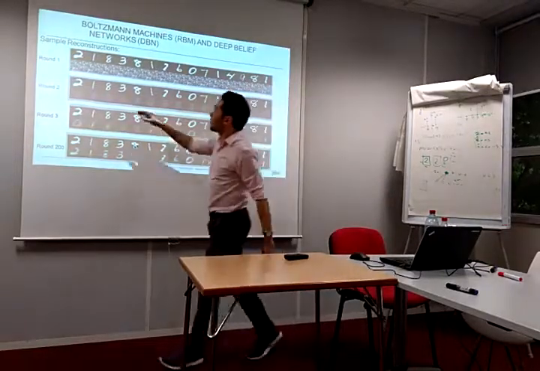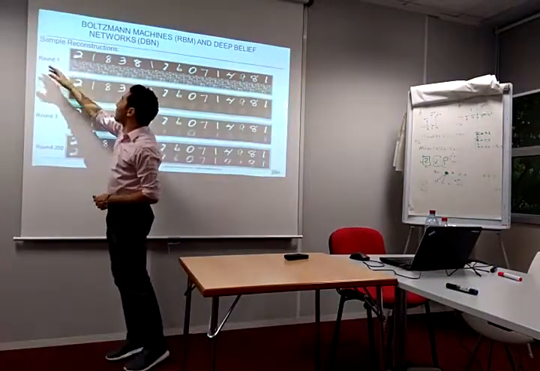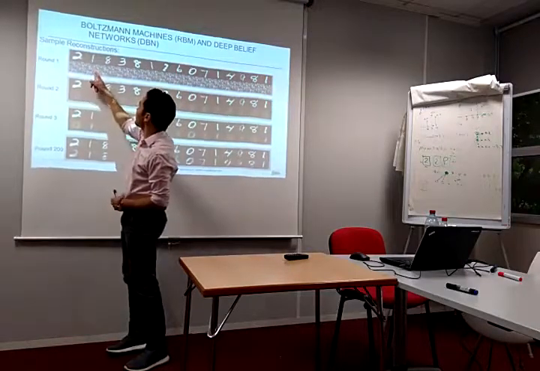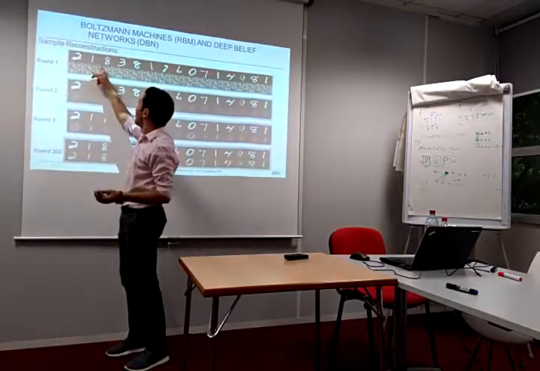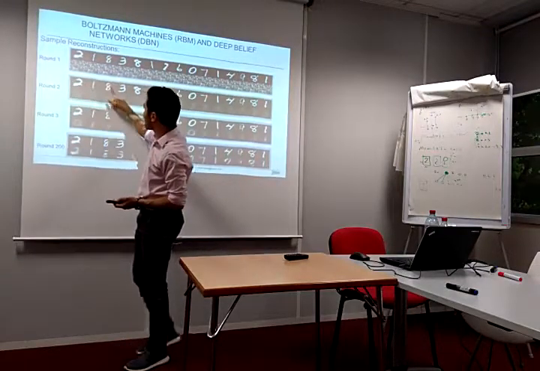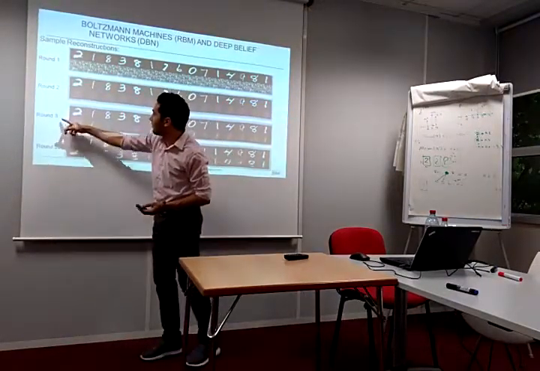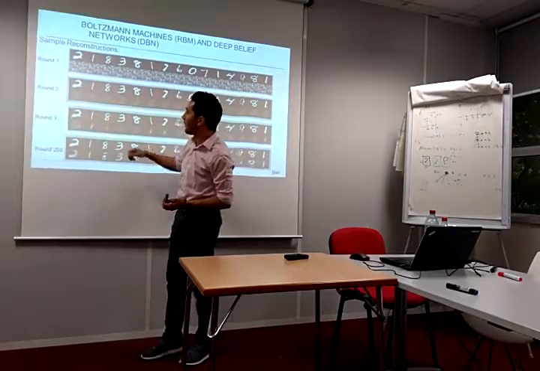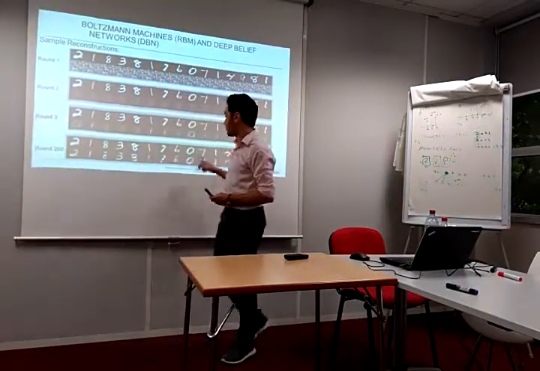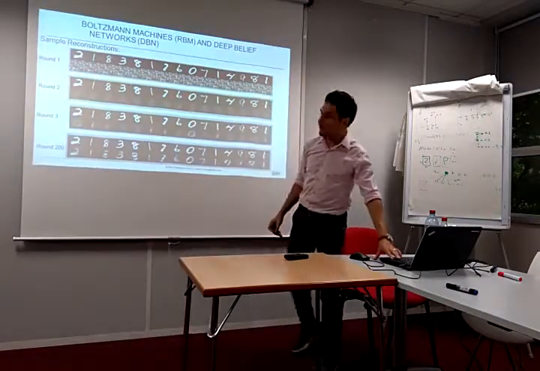This is the reconstruction. If we do one round only of training, this is the reconstruction of this image. This is the reconstruction of this image, which is random. This is the reconstruction of this image. And after 1 round, these are the reconstructions. After 2 rounds, these are the reconstructions. After 200 rounds, this is the reconstruction.